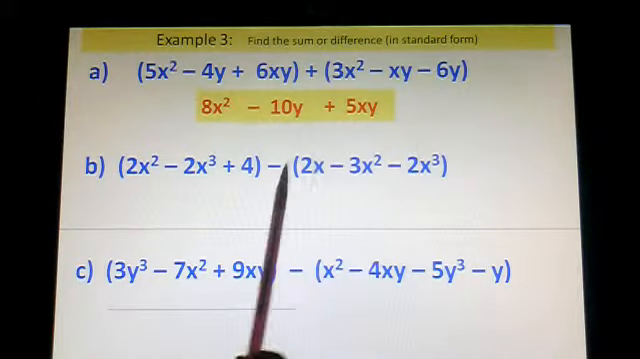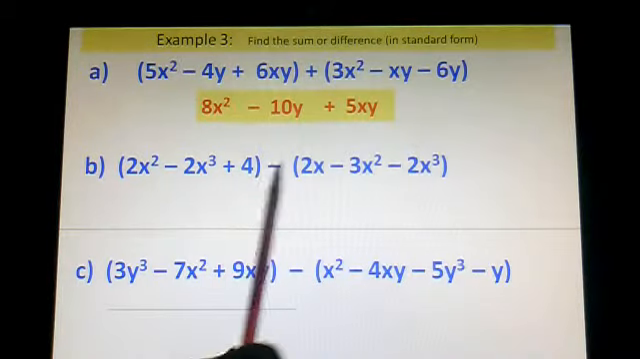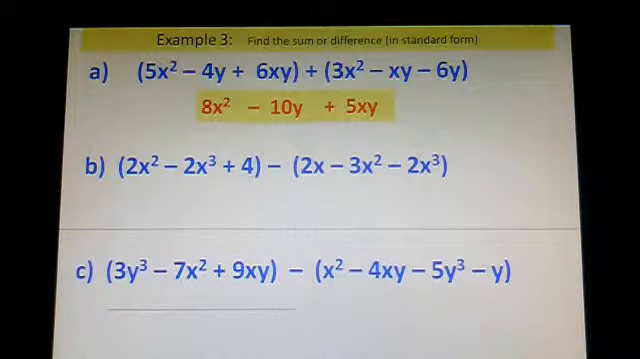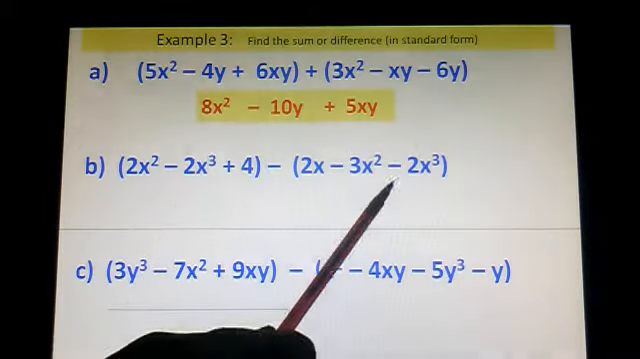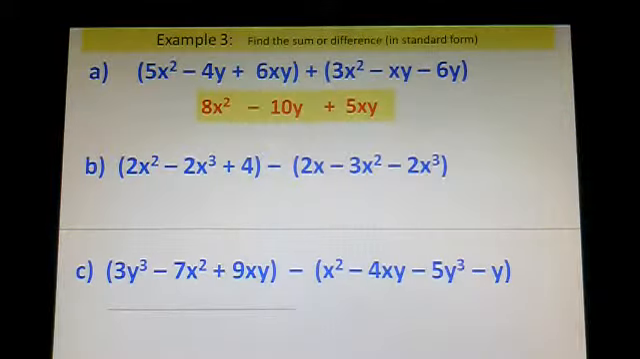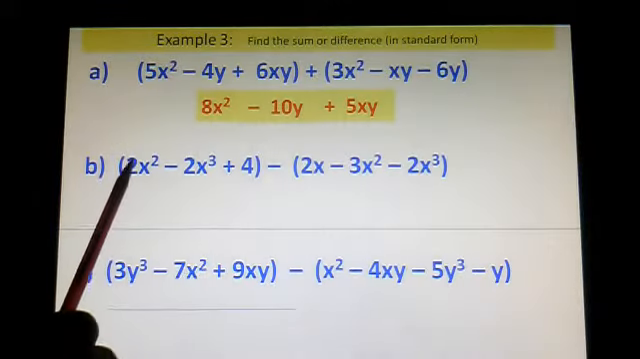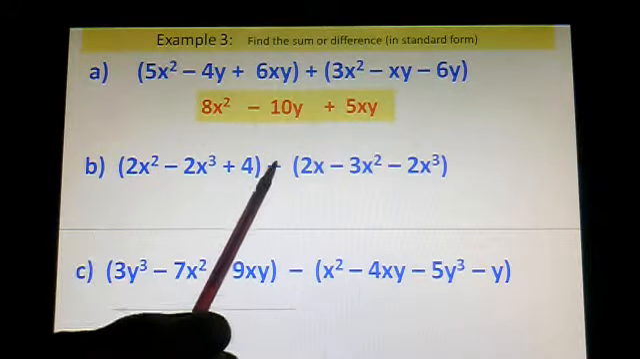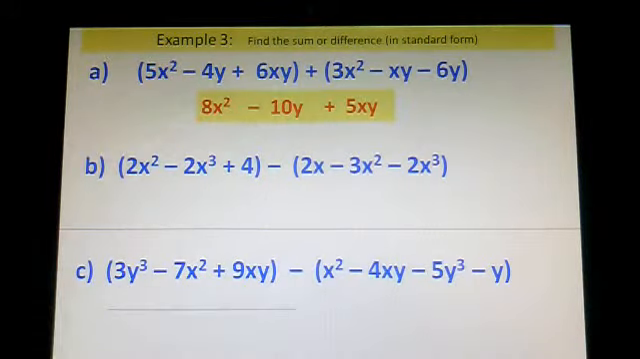This negative sign, because it's subtraction here, is minus and negative, becomes positive. So this negative 2x cubed plus 2x cubed goes away. It's gone. The 2x squared becomes plus 3x squared. I get 5x squared.